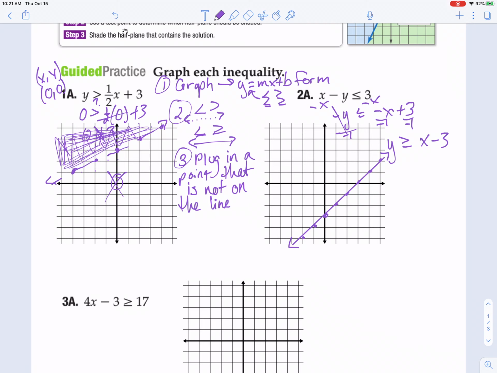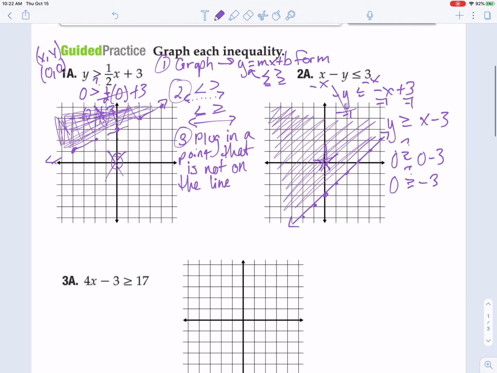And then step 3, plug in a point that's not on the line. I love to use 0, 0. It doesn't go through 0, 0, so that's perfect. Is 0 bigger than 0 minus 3? So 0 is less than or equal to -3. Is that true? Yes. 0 is bigger than -3. So like I said, you can shade that to be a superstar. And that means my whole graph gets to shade that way.